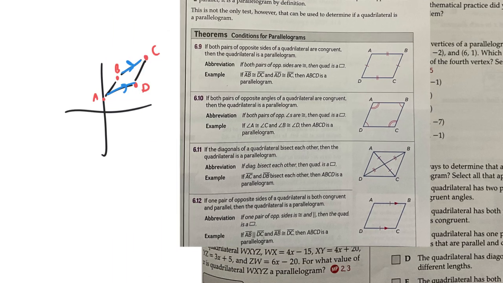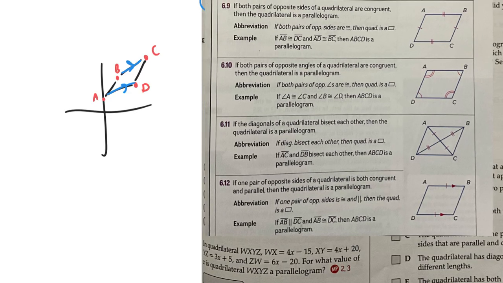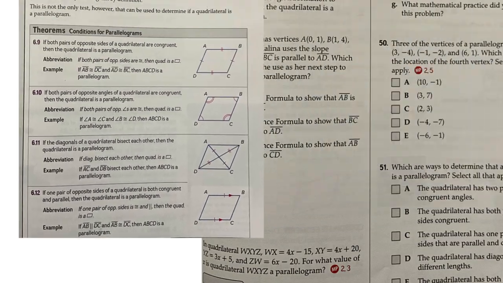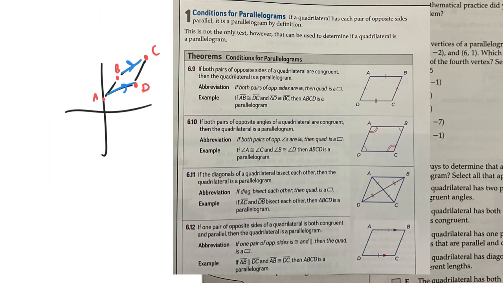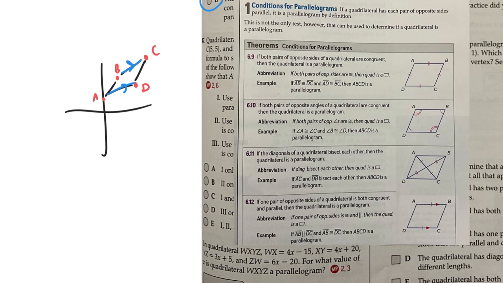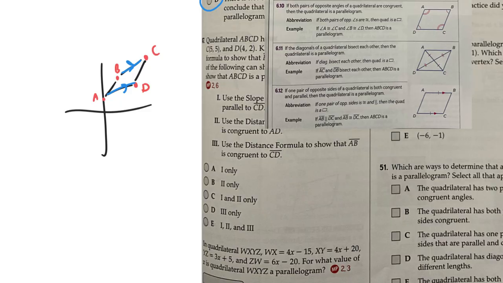So here they are. And basically what Roman numeral 2 is talking about is that this person could use this pattern right here, where it's already been established that the blue ones are parallel. So this person could use the distance formula to show that this length is the same as that length, which is what's communicated in this pattern. I have a feeling I already know where Roman numeral 3 is going.